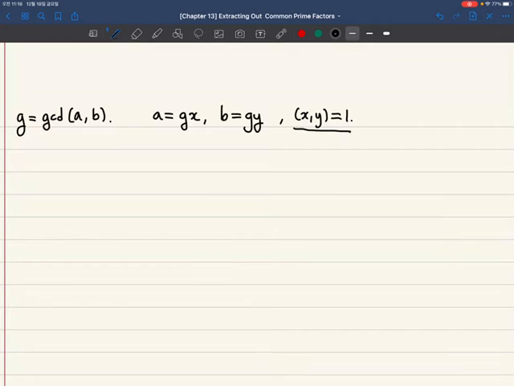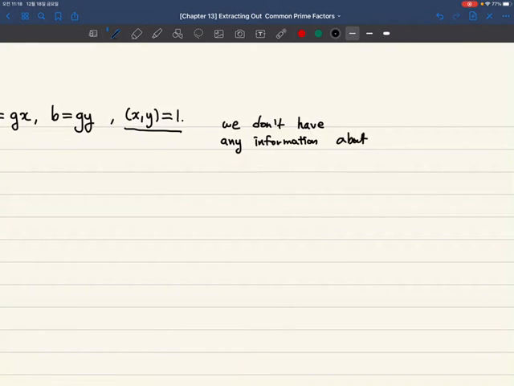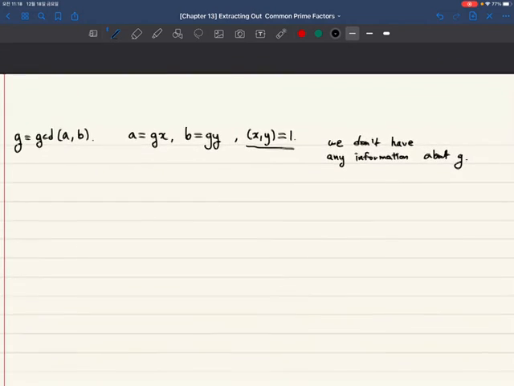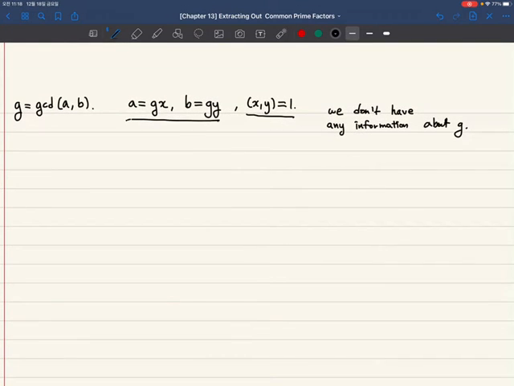But there's one problem with this expression, which is that we don't have any information about G. So G can literally be anything if we put this in this form. It would be much better if we had G being relatively prime to xy as well. It would be awesome if G was actually relatively prime to xy, but this is not guaranteed, of course.